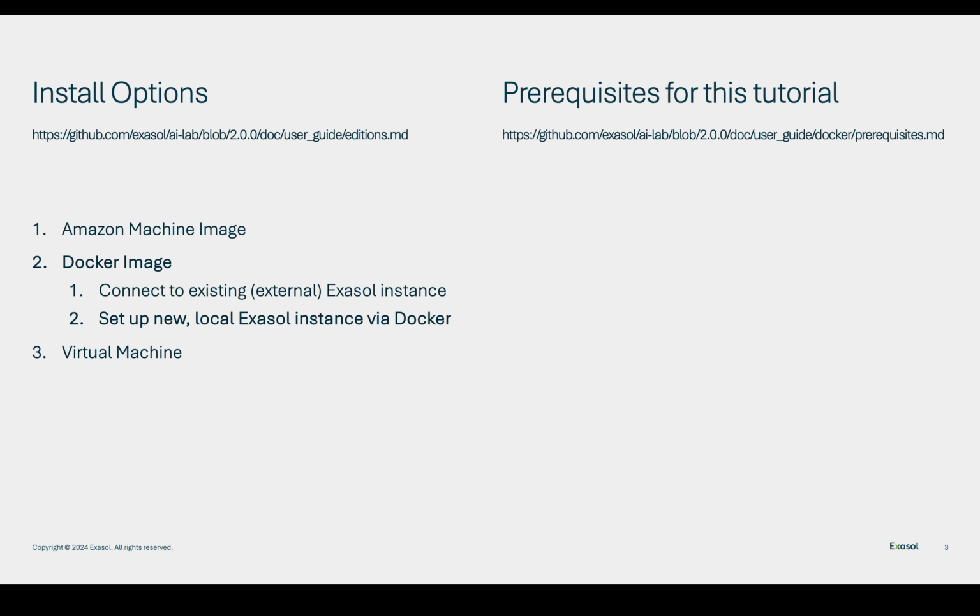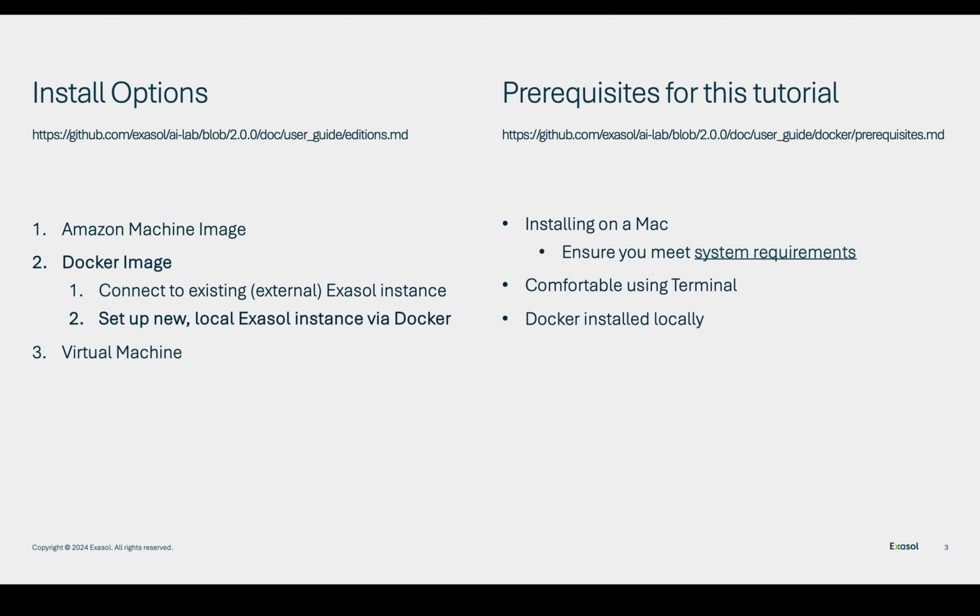Now, before we get started, a couple prerequisites for this tutorial. Again, these are all covered in our documentation. Like I mentioned, we're going to be installing on a Mac today, so if you're following along, it'll probably help if you're using a Mac. We're also going to provide Windows tutorials as well, so stay tuned. Both are supported. And you just want to make sure that your system meets the system requirements. As you guessed it, those are all listed in the documentation. It helps if you're comfortable using terminal. We're going to be running a few commands on terminal. And finally, you need to have Docker installed locally. I find that using the Docker desktop app is the easiest for me. So if you're comfortable using that, that's what we'll be using today.